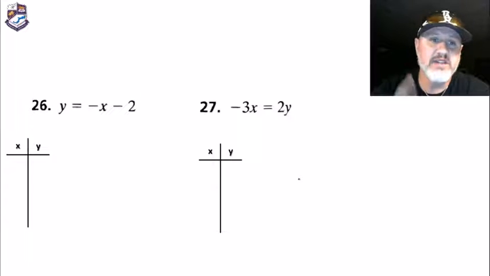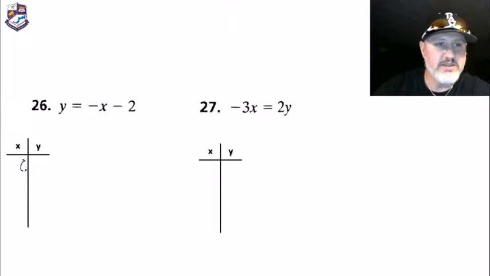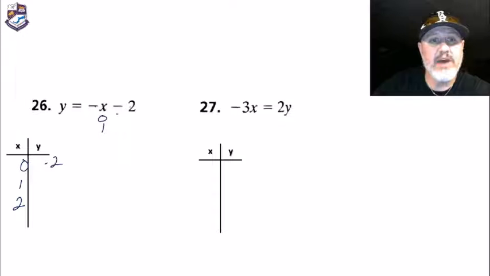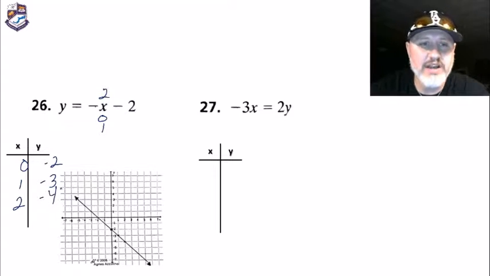And finally, for the last 2, let's substitute 0, 1, 2. All right, when I substitute 0 in, I get negative 2. When I substitute 1 in, I get negative 1 minus 2. Remember, add the negatives. And when I substitute 2 in, negative 2 minus 2 is negative 4. This is what that graph looks like.